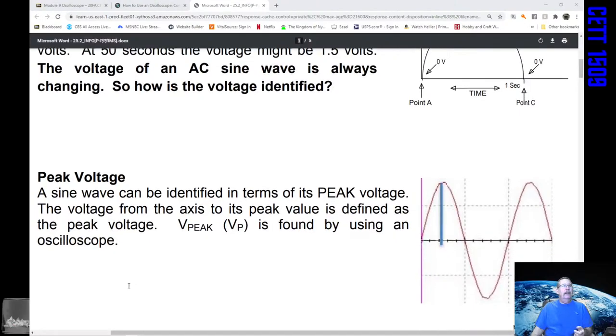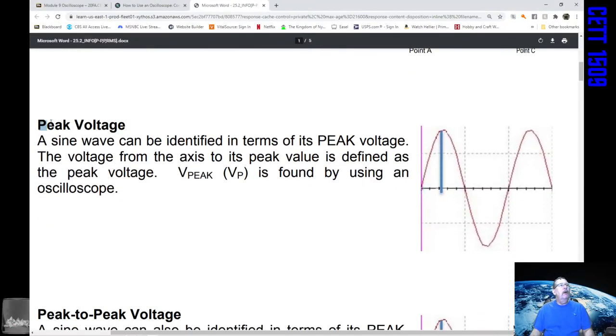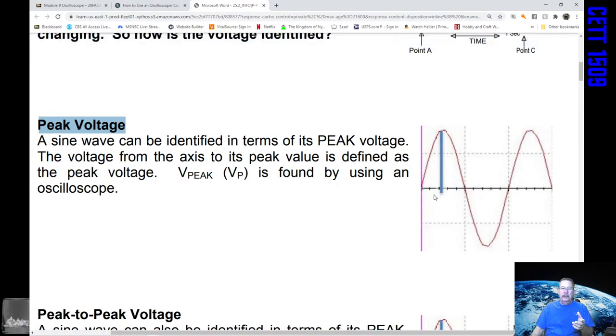So how is that voltage identified? Well, we talk about peak voltage, which is the maximum amplitude of voltage. This is kind of like the display on an oscilloscope. You have time left to right, and then amplitude or voltage top to bottom. The voltage from the axis to its peak value is defined as the peak voltage, or V sub P. And it's usually found using the oscilloscope.